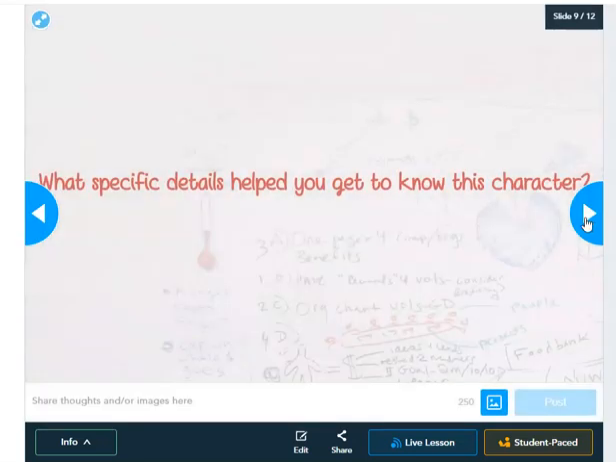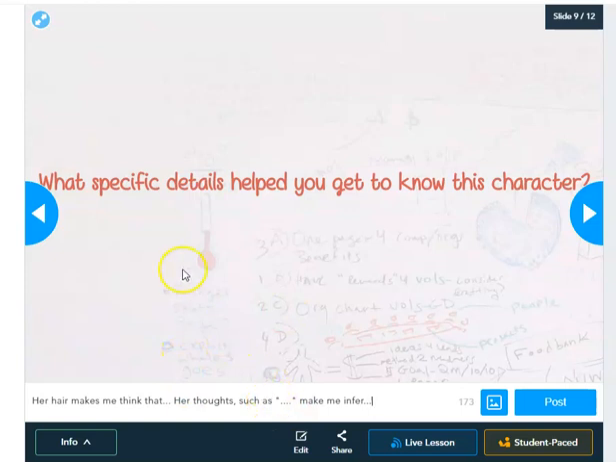On this next slide, this is a place where you can share your ideas. It says, what specific details helped you get to know this character? So if you take a look down here, you can put your thoughts or images. Maybe you can talk about her hair makes me think that, or maybe her thoughts, such as, maybe you have a quote in there, make me infer. So these are a couple ideas you can put in.